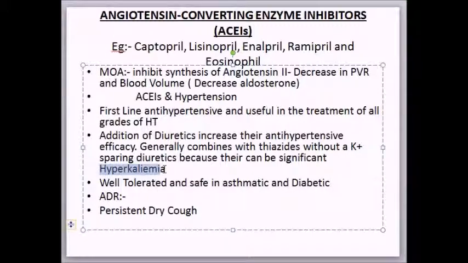prevents hyperkalemia. Okay, if that makes sense, hyperkalemia is not taking place. And then it is well tolerated and safe in asthmatic patients. Well, basically what I'm trying to say here is, in thiazide, we knew that one of the adverse reactions was hypokalemia. Okay, and hypokalemia is counteracted by ACE inhibitors, and the adverse reaction is persistent dry cough. Why? Because of the bradykinin level.